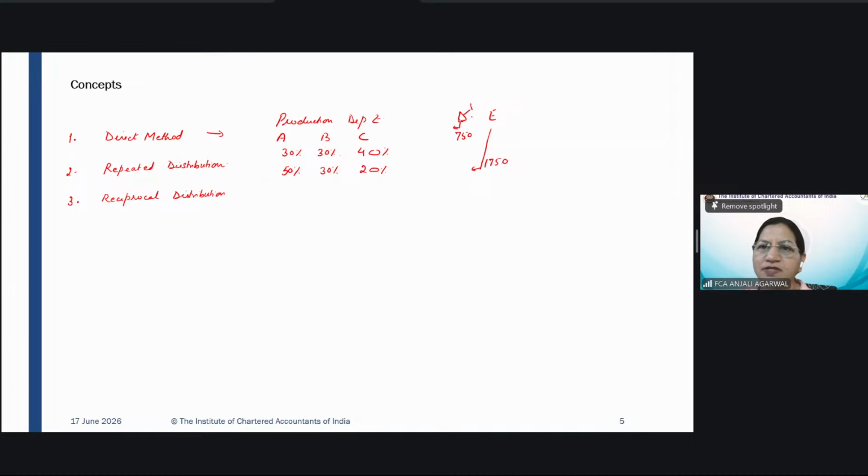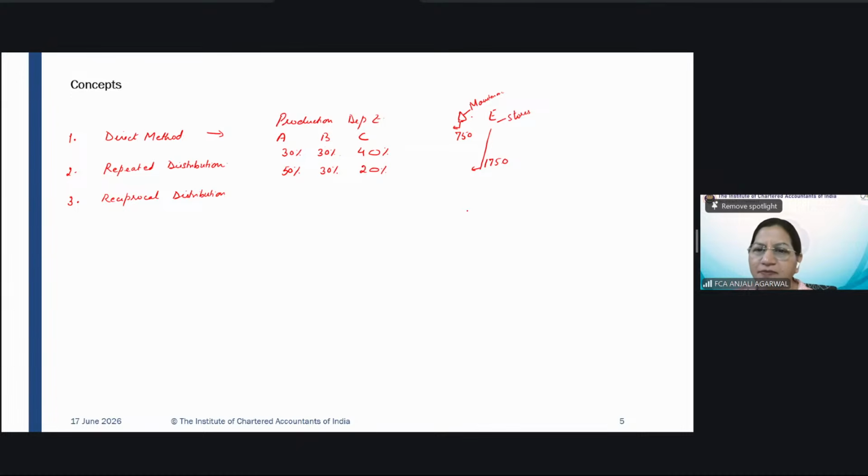For example, the service department is the maintenance department. So it is only repairing the machines of A, B, C. There are no machines in Department D. So Department D has given its services only to A, B, C. Similarly, Department E is a stores department. What does it do? It holds the raw material consumed by A, B, C. So E has also given its services to Departments A, B, C only.